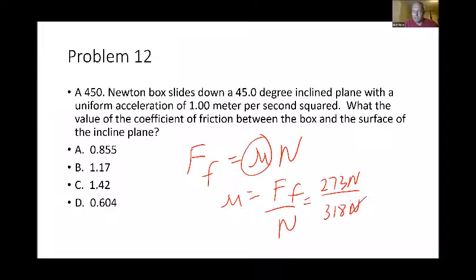Notice that the newtons cancel out. So this coefficient of friction is like a ratio. It's not going to have any units at all. If we divide 273 by 318, we end up with about 0.855, 0.858, depending on how you rounded it. So A looks like our best choice here. Any questions on that one?